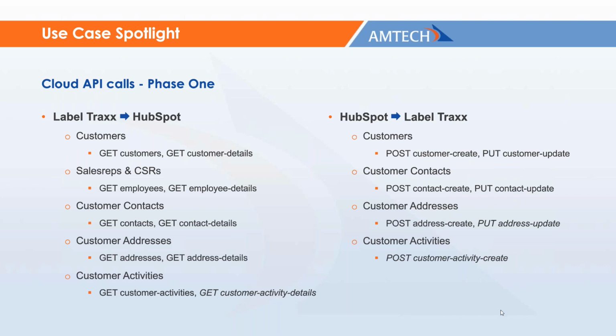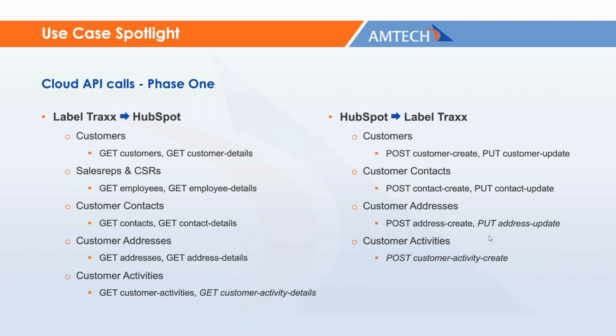So let's talk about that phase 1, which is being built now. There are two different sides of it, of course, Label Traxx to HubSpot and then HubSpot to Label Traxx. And I've listed out here some of the different calls that are going to be required for each of those. On the Label Traxx to HubSpot side, you can see get calls, because this will be HubSpot and the integration built off of HubSpot, getting information from Label Traxx to then parse and put into HubSpot APIs to write it into HubSpot.